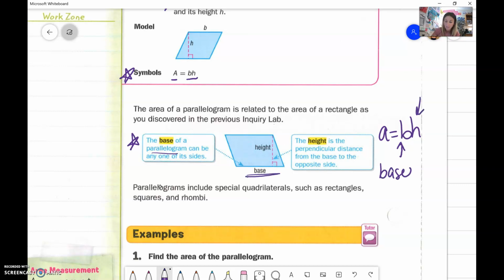Okay? So then the H stands for the height. So the height is the perpendicular distance opposite from the base. So it is creating this 90-degree angle. You've got to look for this 90-degree angle. You can see it right there. That is a 90-degree angle. So make sure that you look for that when you see the height. So all we're going to do is we're taking the area equals our base times our height.